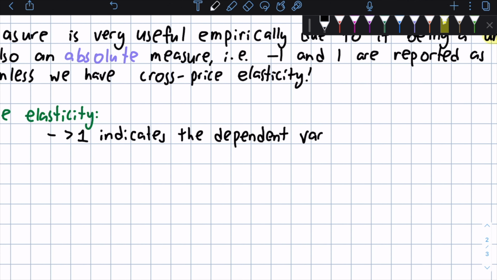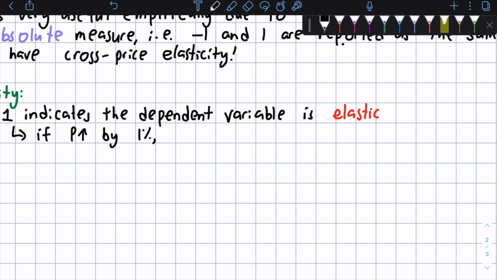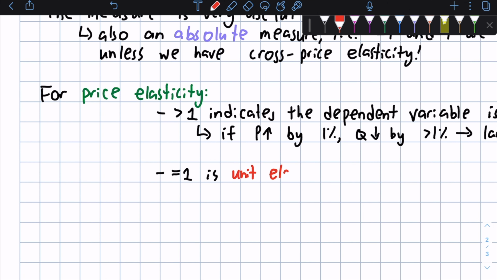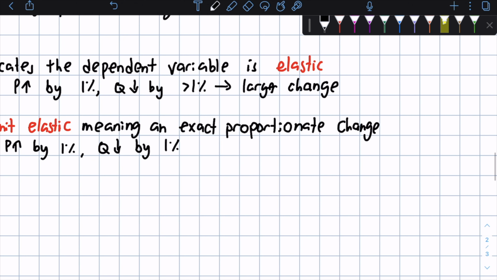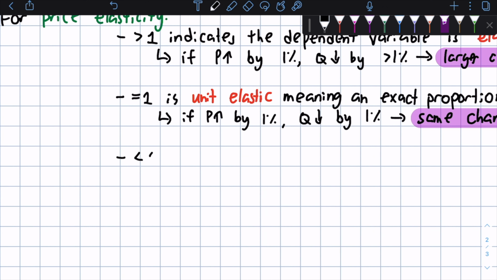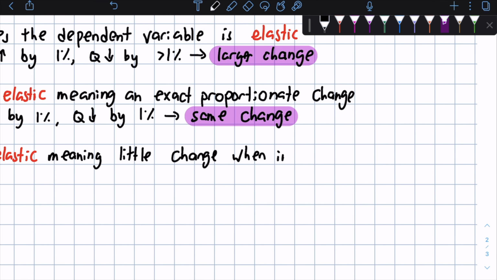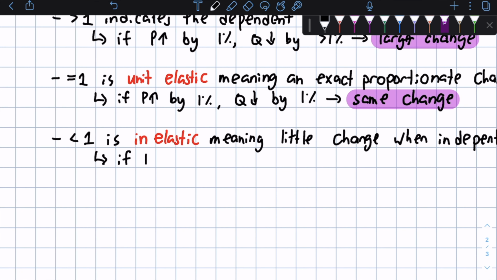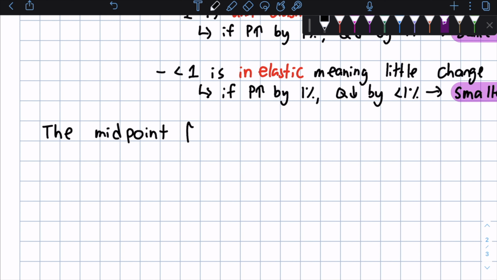If it's greater than 1, this means that the dependent variable is elastic. So if price increases by 1%, quantity falls by more than 1%, so there's a larger change here. If it's equal to 1 exactly, it's unit elastic, meaning exact proportions in terms of changes. So if price increases by 1%, quantity falls by 1%. So it's the same change. And finally, if it's less than 1, it's inelastic, meaning little change when the dependent variable is altered. So if price increases by 1%, quantity falls by less than 1%. So there's a smaller change.